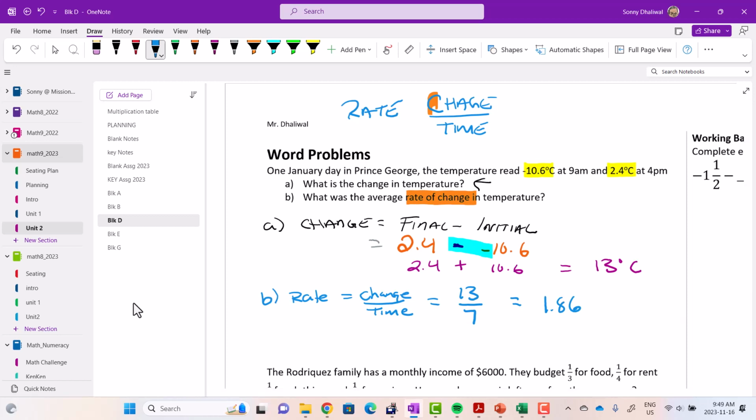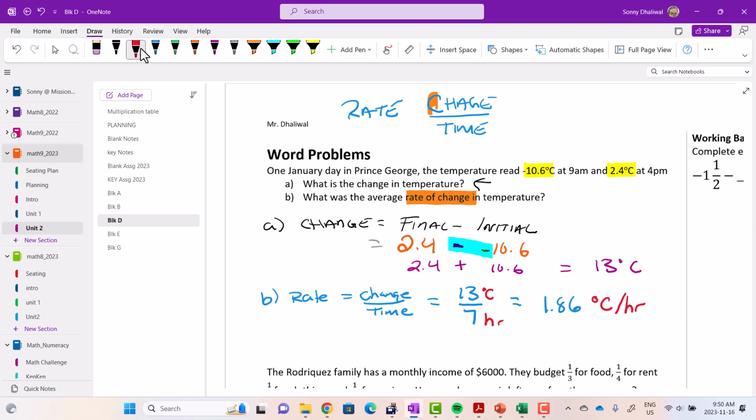Now that's just a number. 1.86 what? We need some units attached to this. So how do we figure out the unit? Well, on the top, we measured change. We divided by how much time it took place. That's measured in hours, or HR. So per hour. So it's degrees Celsius per hour. Top unit divided by bottom unit. The slash line means per, also means divide. So it's your first unit over your second unit. So it changed 1.86 degrees Celsius per hour.